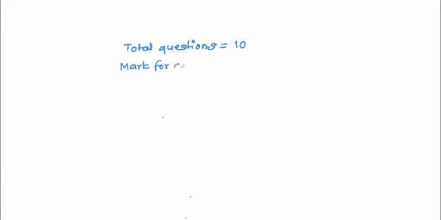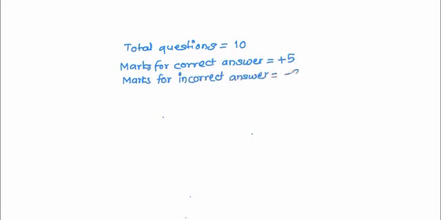for correct answer is equal to plus 5. Marks for incorrect answer is minus 2, and marks for unattempted question is equal to 0. So this is what is given.